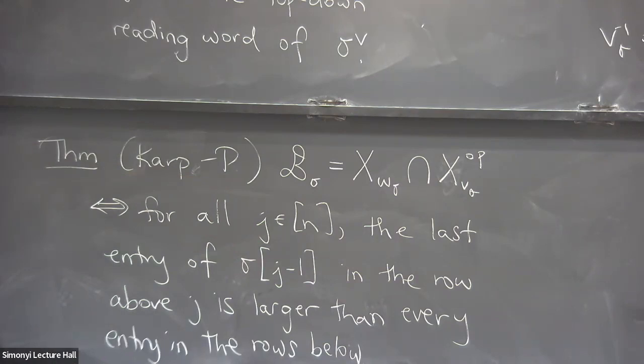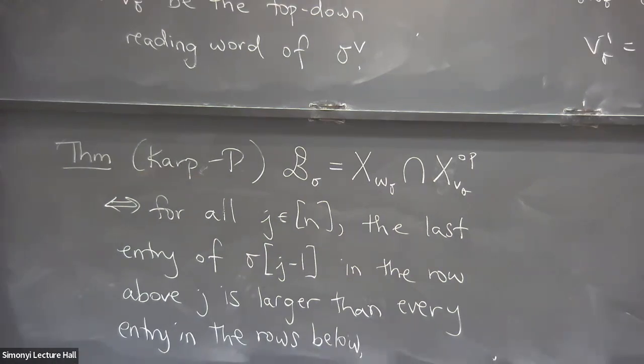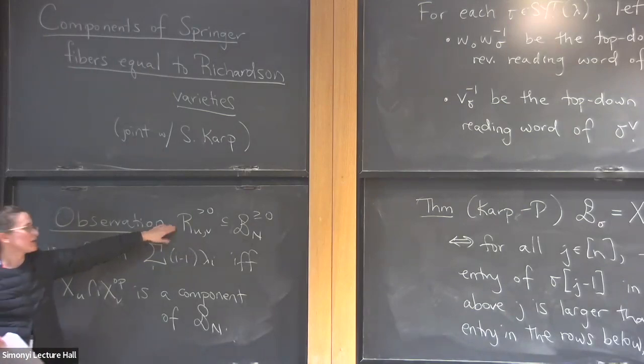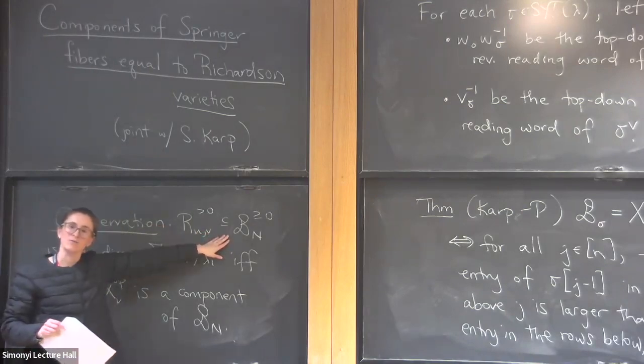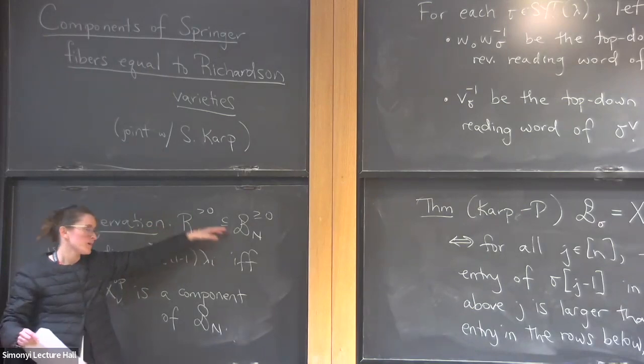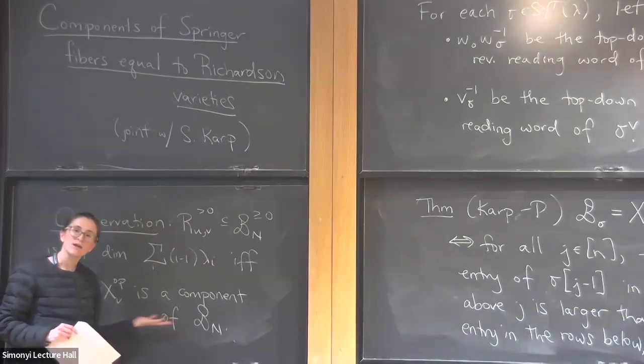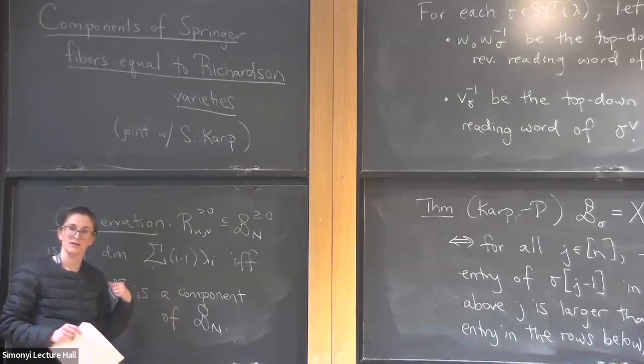You had passed to the totally positive situation. Is there something totally positive in this theorem, or am I missing something? No. I've used this observation, and now I'm asking: Lusztig has told me a way to find which of these cells have max dimension in my totally positive Springer fiber. And now I'm closing things up using the Zariski closure and saying that my component is actually a Richardson variety.